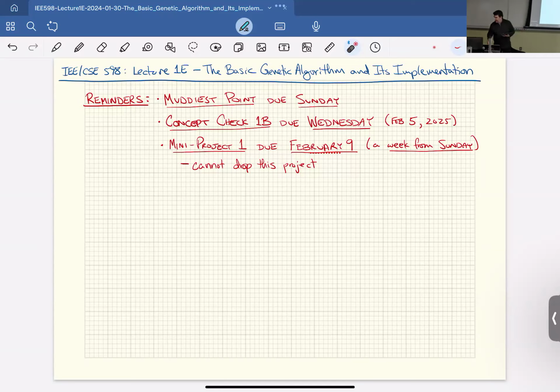Okay, so it's just darker over here, but I guess it's just those lights. So any questions about these things moving forward?